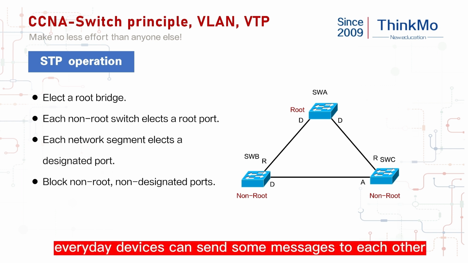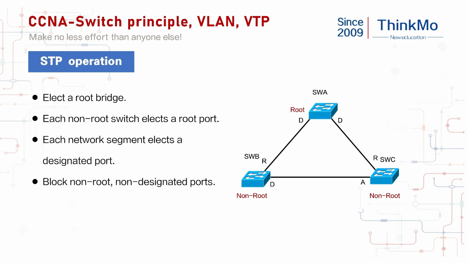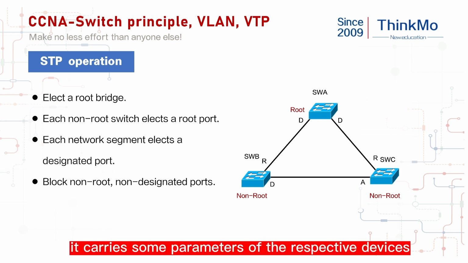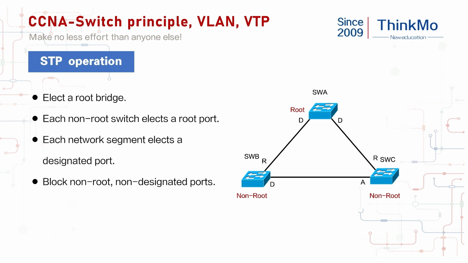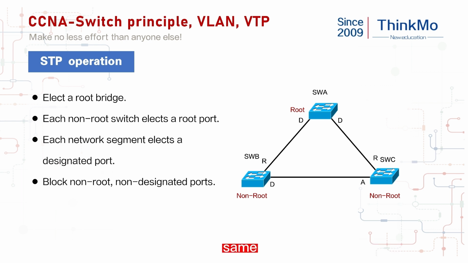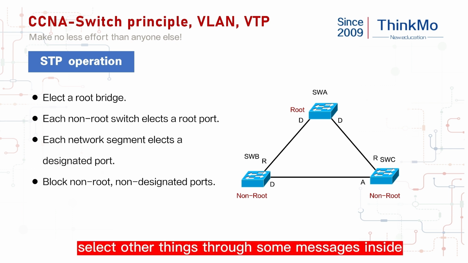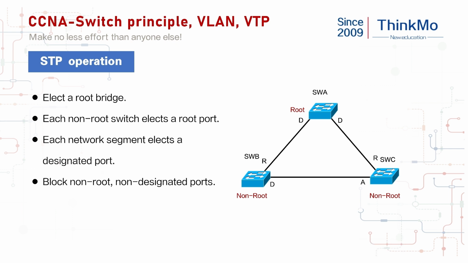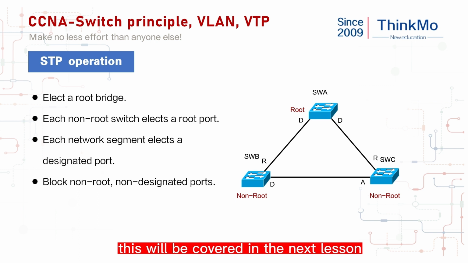Devices send messages to each other, carrying some parameters of the respective devices for comparison. Finally, a root device is elected through the election rules. Similarly, we also send messages and select other roles through the information inside them. This will be covered in the next lesson.